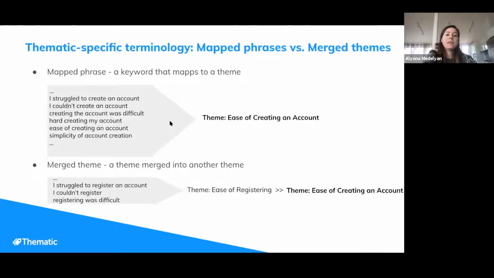There's some specific thematic terminology. I already mentioned the keywords, the key phrases that map to a theme. We call them mapped phrases. But sometimes it can happen that two separate themes are created that are very close in meaning. So basically the AI didn't know or didn't think it was necessary to merge these together. And this is where a person can do it. Sometimes AI merges things, sometimes a person can do it after the fact.